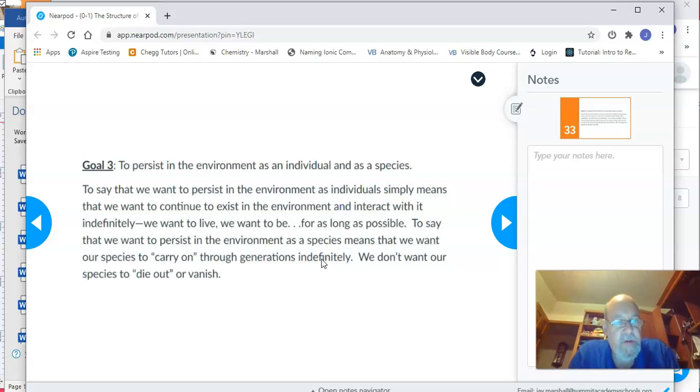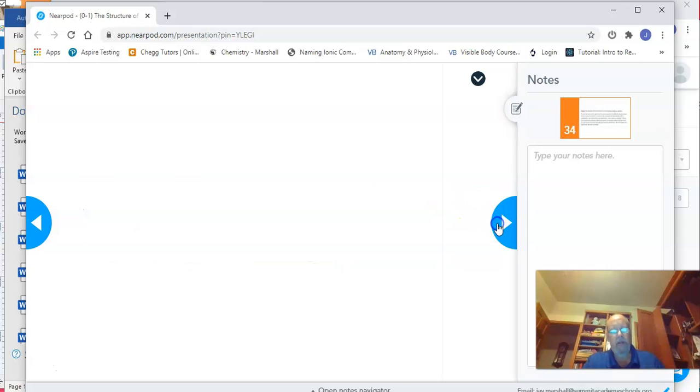To say that we want to persist in the environment as individuals just means we want to live. We want to continue to exist in the environment and interact with it indefinitely. We want to live, we want to be for as long as possible. So to say that we want to persist in the environment as a species means we want our species to carry on throughout generations, right? We don't want our species to die out or disappear.